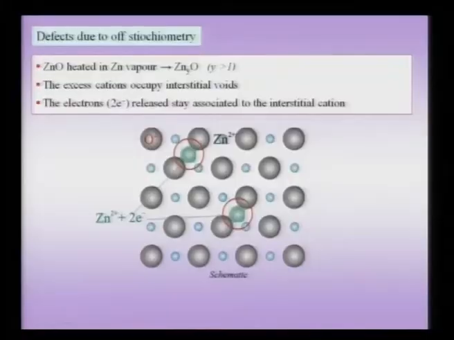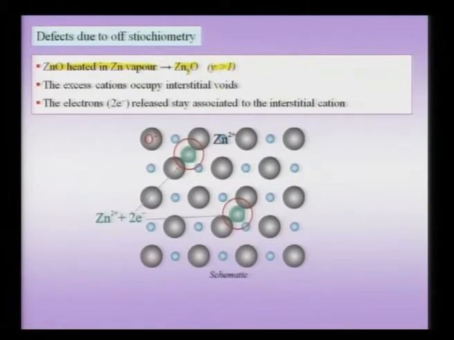But here we will consider the experiment wherein zinc oxide has been heated in zinc vapor. That means the zinc, which is now in the vapor form, can be incorporated into the zinc oxide crystal, and the stoichiometry of the compound will be affected, in that more and more zinc is being incorporated into the material, where now this Y is greater than 1.